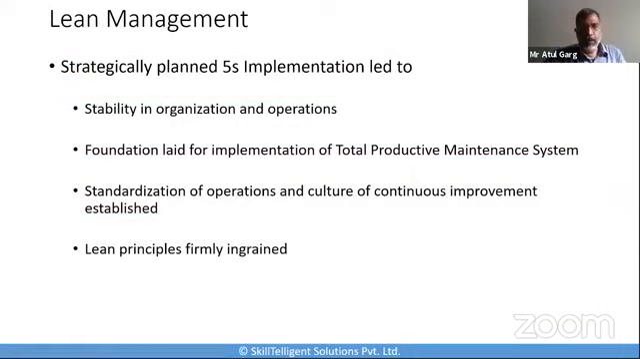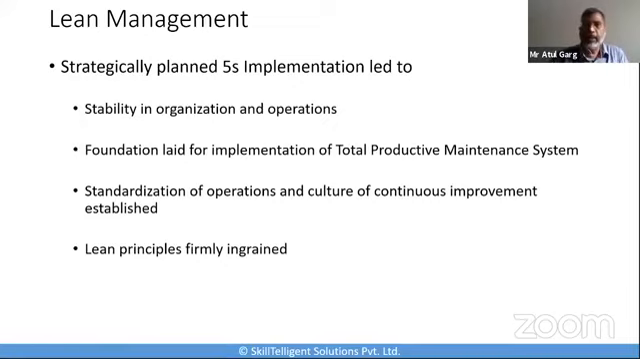So if you look back overall, when we strategically planned the 5S implementation, this led to huge stability in operations and organization visibility via increased on-time delivery, higher quality, higher machine availability, and productivity. And that was our focus: how do we bring stability into the organization. This also laid the foundation for implementation of the total productive maintenance system, which can further ensure better machine availability and higher production with superior quality. And standardization of operations and a culture of continuous improvement also got established, which essentially means that the lean principles were firmly ingrained into the team.